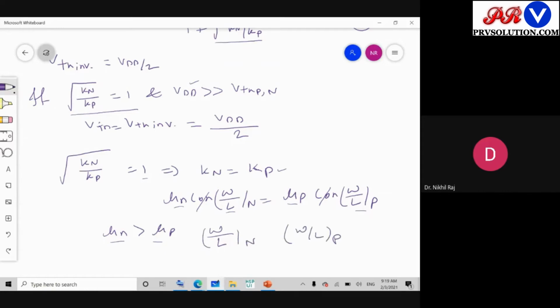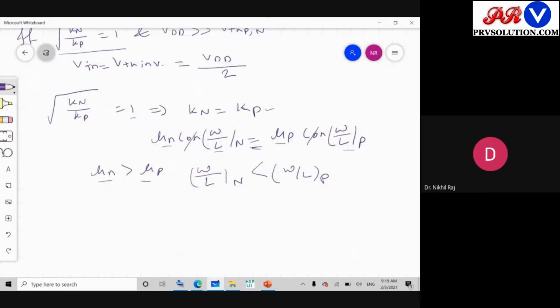It should be greater than or lesser than? Lesser than. It should be lesser than, because we have to maintain the equality sign. So once I decided, okay, it should be lesser, we have got two conclusions. First, we know that it is a property of material that mobility of electron will be higher. We cannot do anything. It is not in the user's hand.